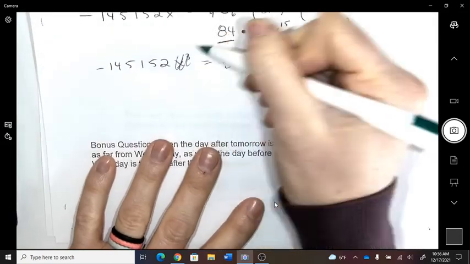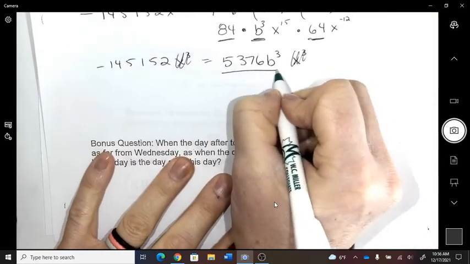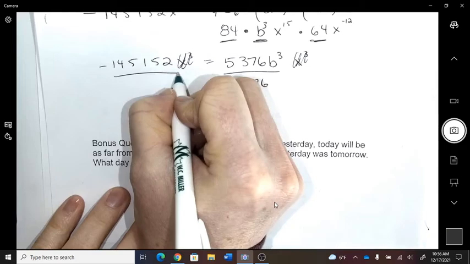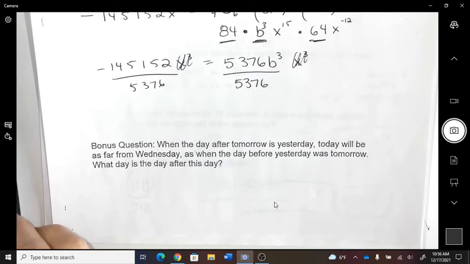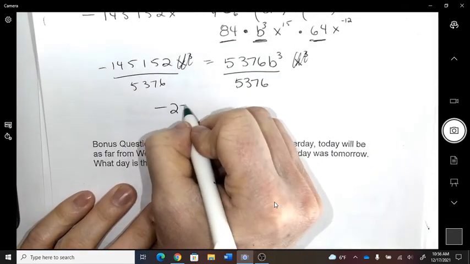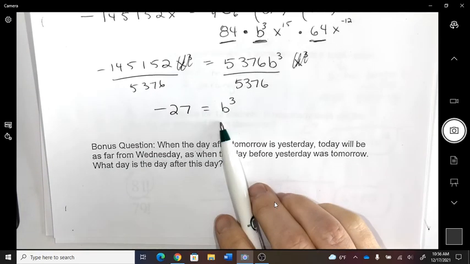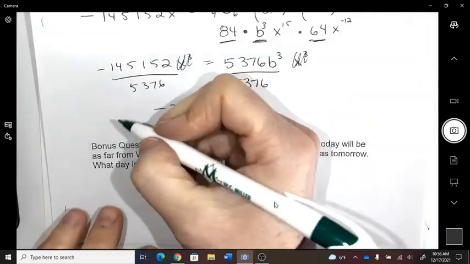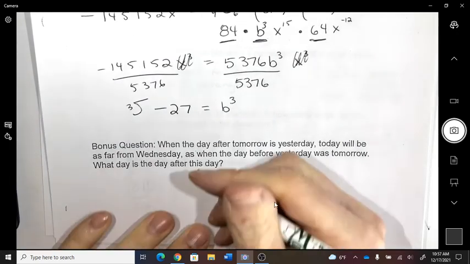Okay, so x cubed, I'm going to scratch them off because they're going to cancel. I'm going to divide both sides. Okay, how do I get b alone? I cube root it. Or you could probably think of this in your head. What times what is going to make negative 27?